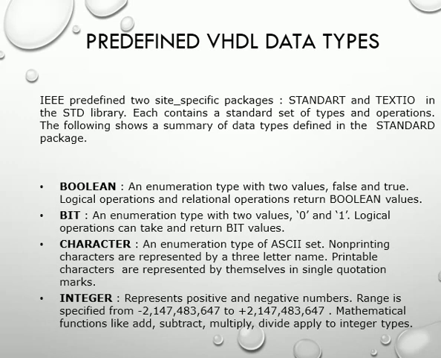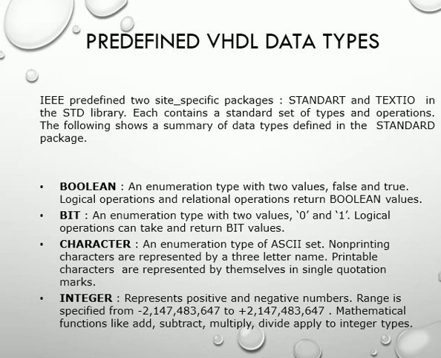Then bit, again an enumeration type, which has two values, either 0 or 1. Again, for the logical operations we can have this, and the output will return bit values. Then the character type, which is again an enumeration type of the ASCII set. All non-printing characters are represented by a 3-letter name, while printable characters are represented by themselves in single quotation marks. So this is the character type.